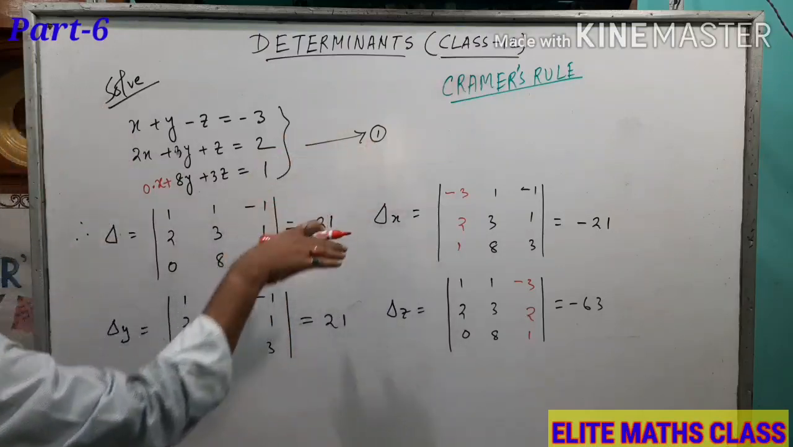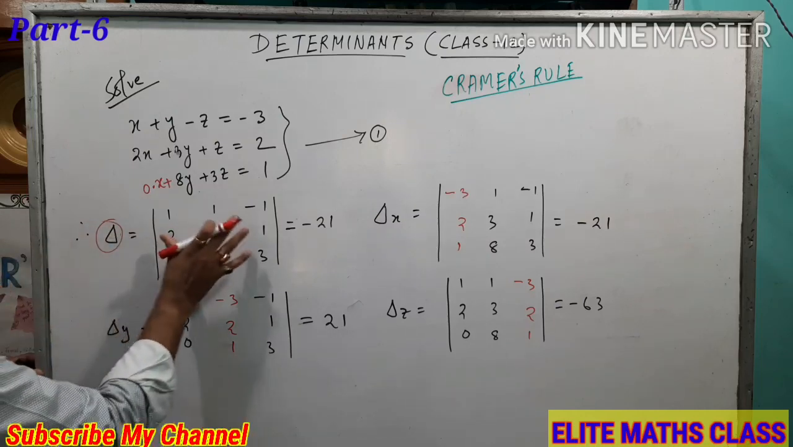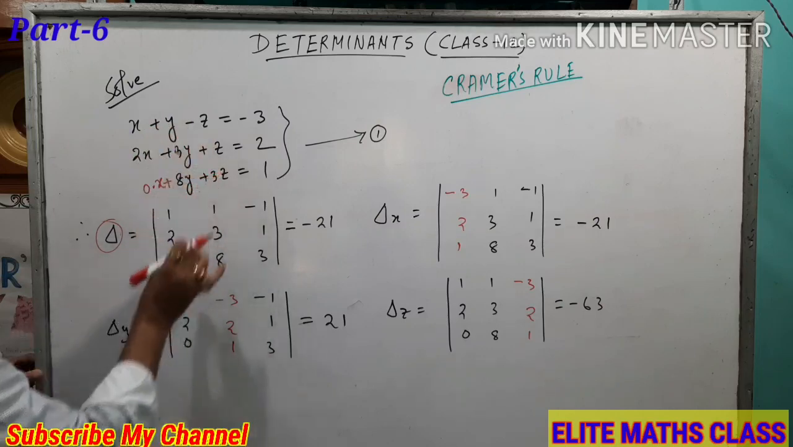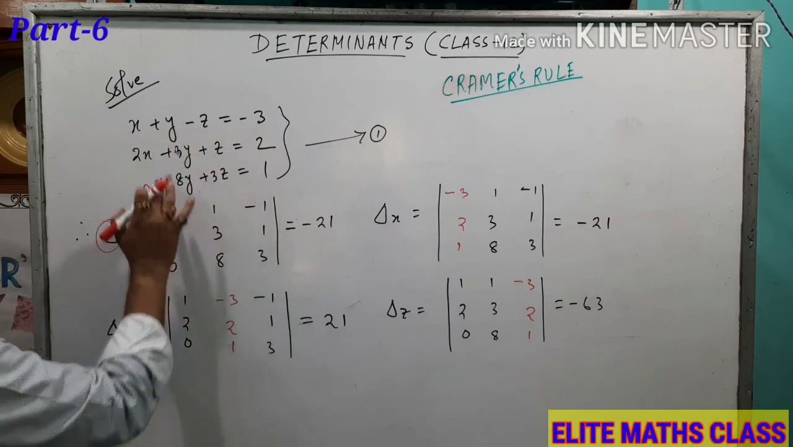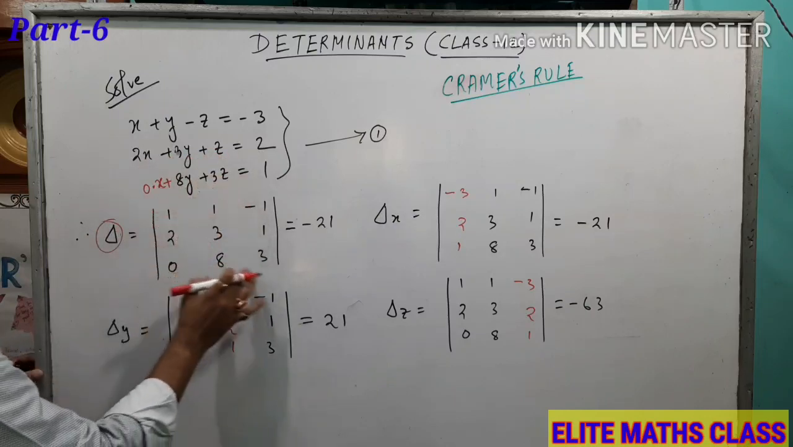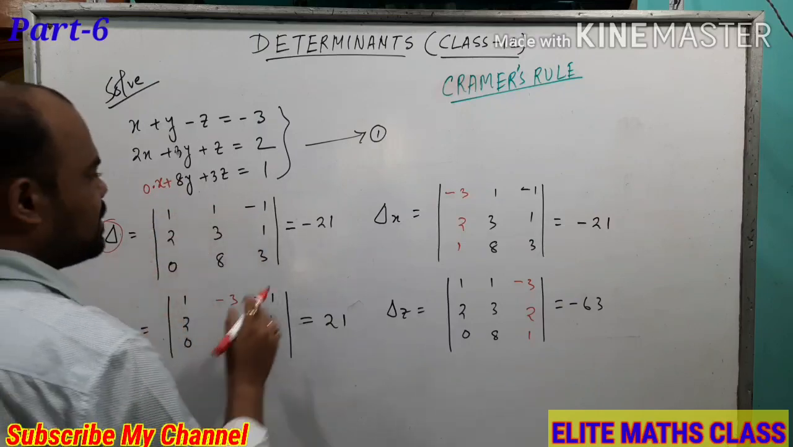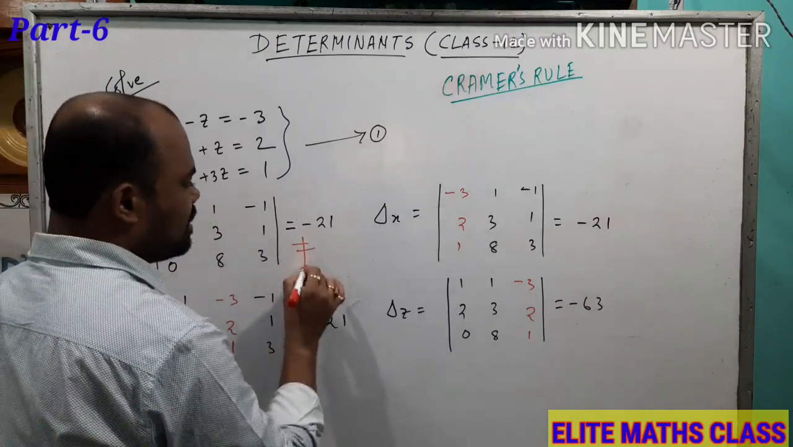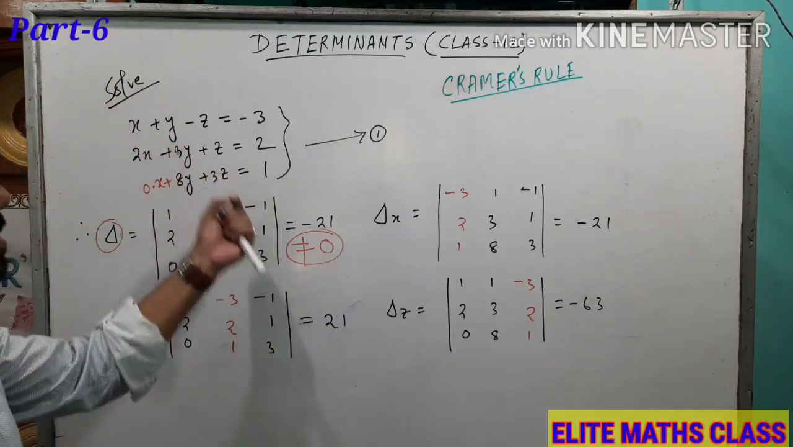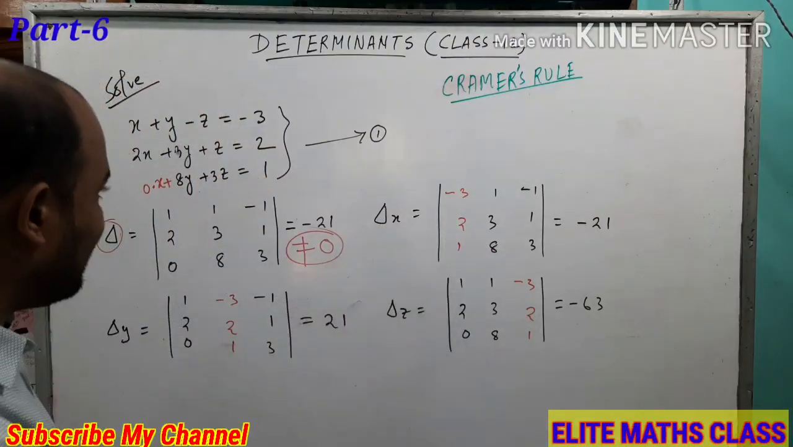Then, as in the process I have discussed, first we have to find del. Del is the determinant formed by taking the coefficients of x, y, z. See, 1 1 minus 1, then 2 3 1, 0 8 3, equal to the value of the determinant. You just find out the value of the determinant. See one thing, it is not equal to 0, so the necessary condition is satisfied, that is, for this system we can apply Cramer's rule.